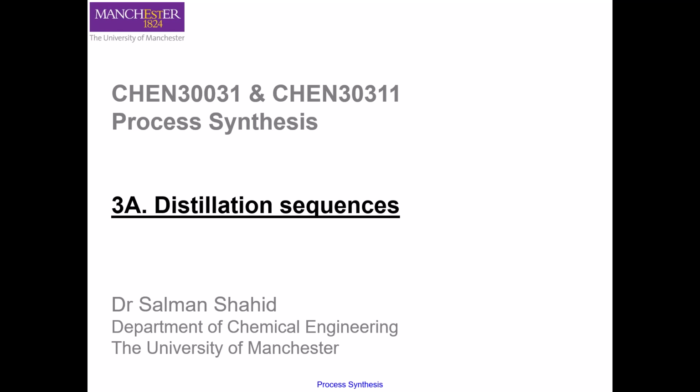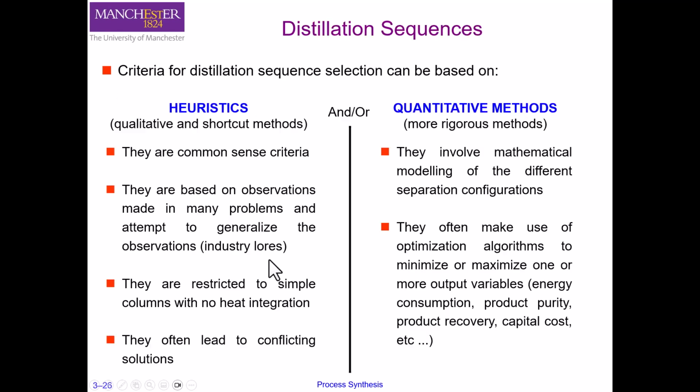In addition to practical constraints, we can also use other approaches, like what we call heuristics. And these heuristics are usually common sense criteria. They are based on observations made in many problems and attempts to generalize the observations. So these heuristics are actually industry guidelines on how the columns in a sequence should be arranged, and by following these heuristics, we can reduce the number of sequences that we need to evaluate in terms of their performance.